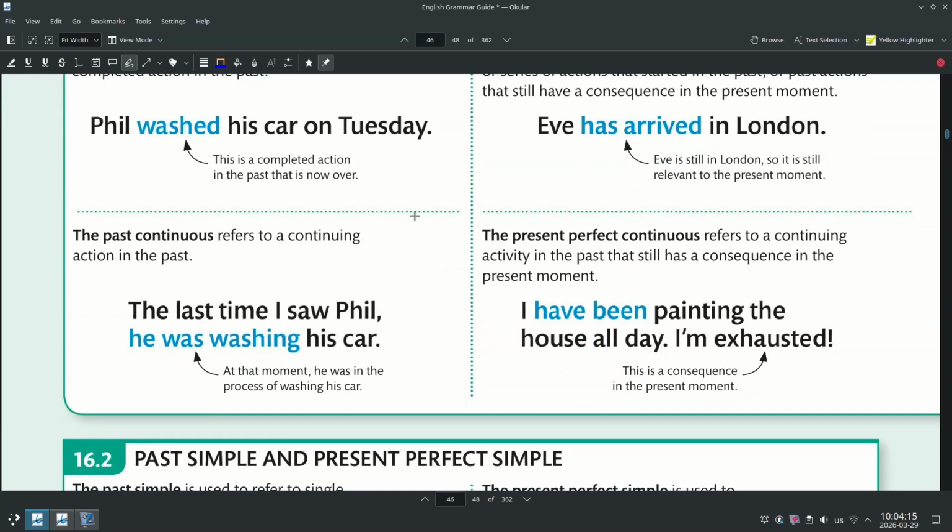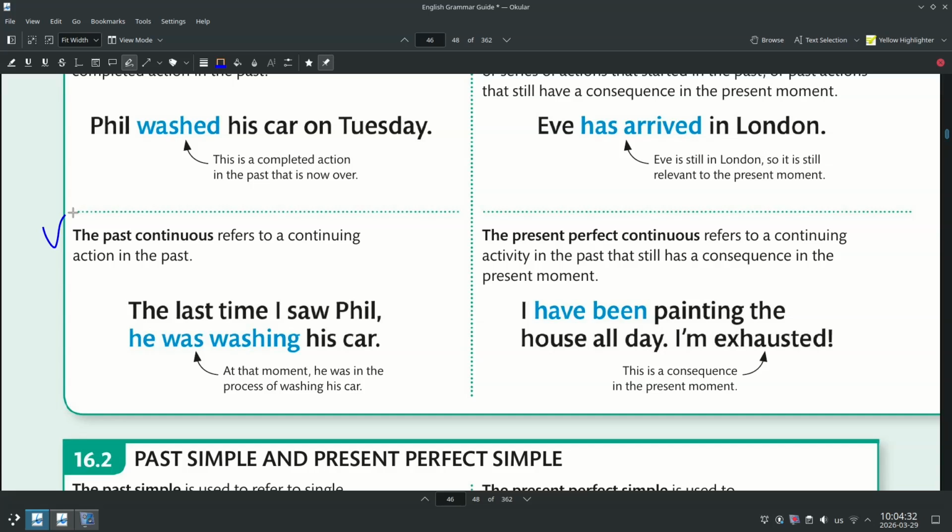The past continuous refers to a continuing action in the past. The last time I saw Phil, he was washing his car. At that moment, he was in the process of washing his car.